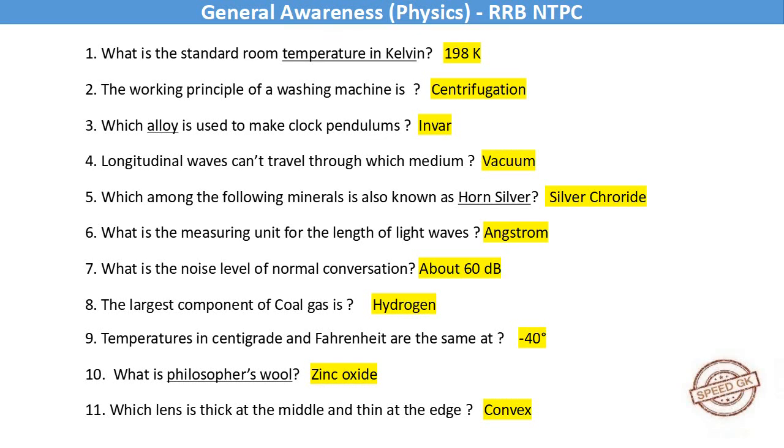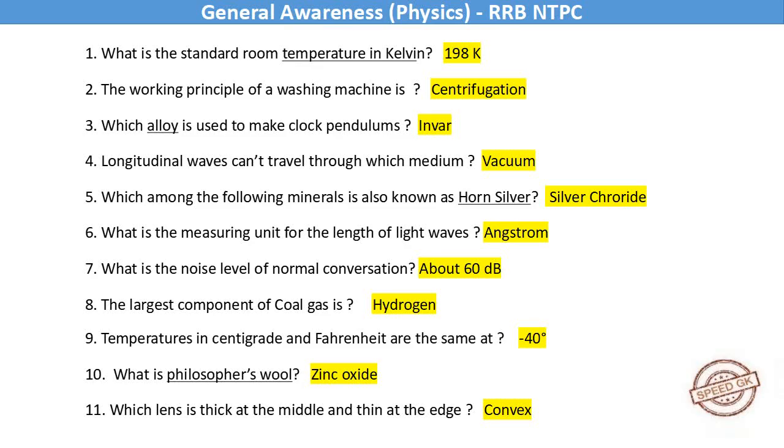What is the standard room temperature in Kelvin? 198 Kelvin. The working principle of a washing machine is centrifugation. Which alloy is used to make clock pendulums? Invar. Longitudinal waves can't travel through which medium?